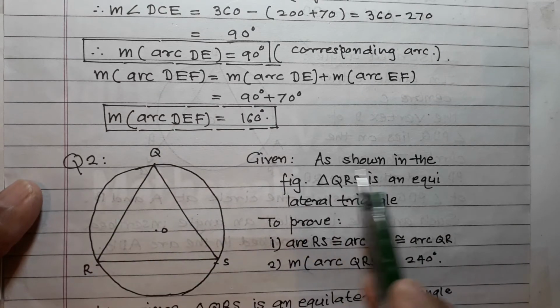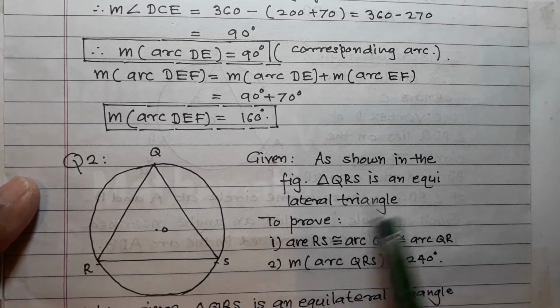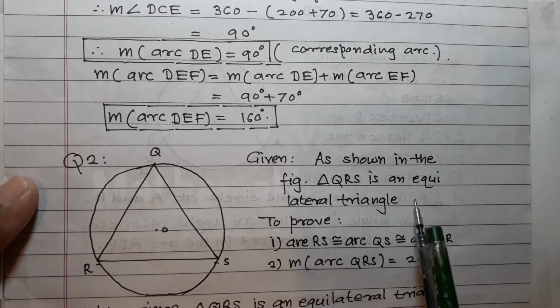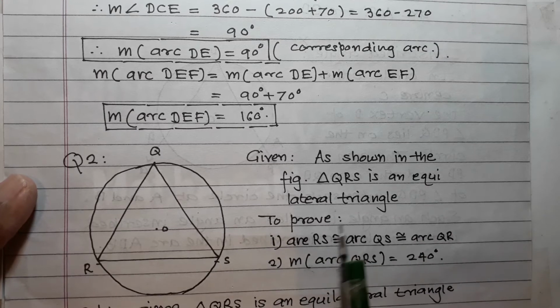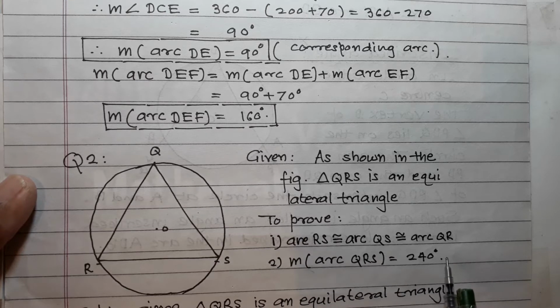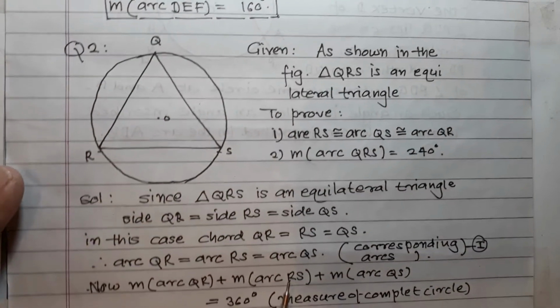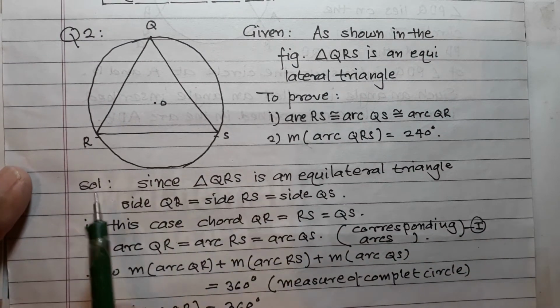Question number 2. Given, as shown in the figure, triangle QRS is an equilateral triangle. To prove: number 1, arc RS congruent arc QS congruent arc QR, and number 2, major arc QRS is equal to 240. Okay. Now try to understand the solution.